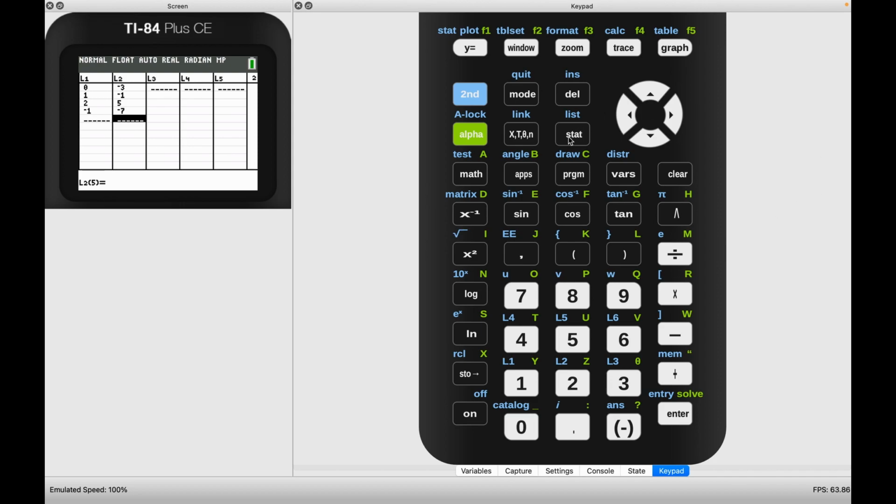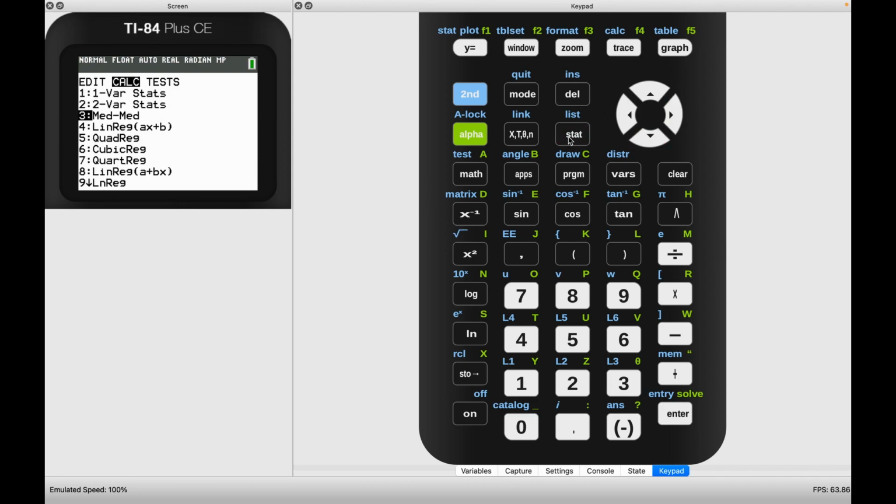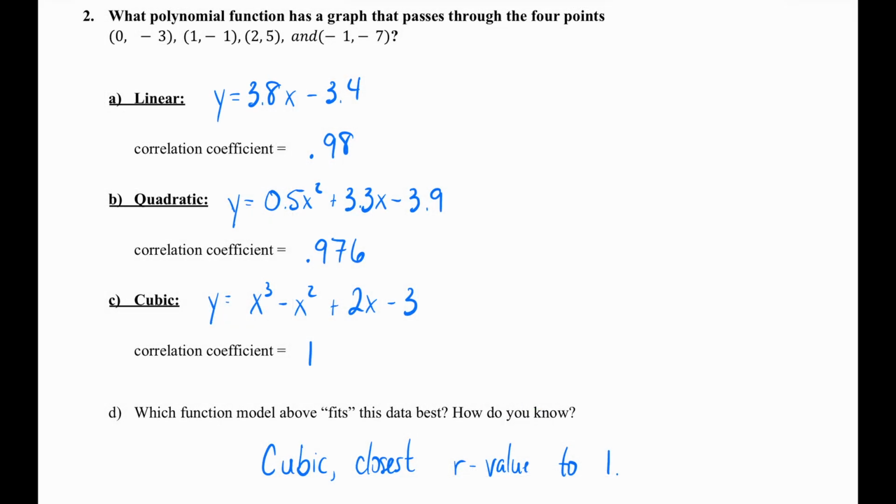Once my data is plugged in, I hit Stat, I go to the right, and I do a linear regression. So here, again, I get my A, B, and then I'm looking at my regular R value. That R value is really, really close to 1. So it's y is equal to 3.8x minus 3.4. And then my R value would end up being 0.98.